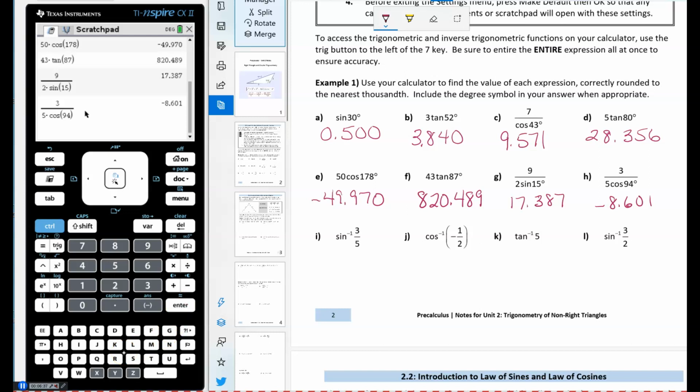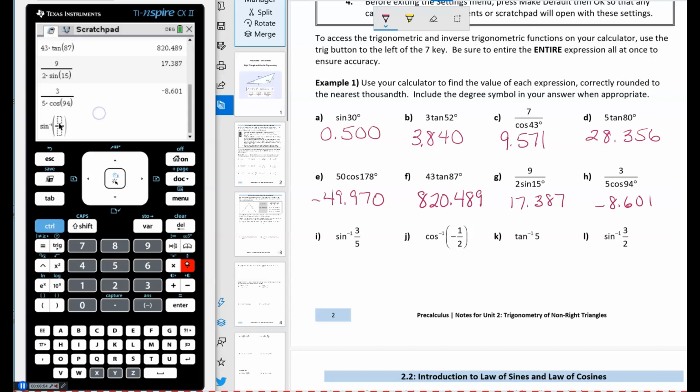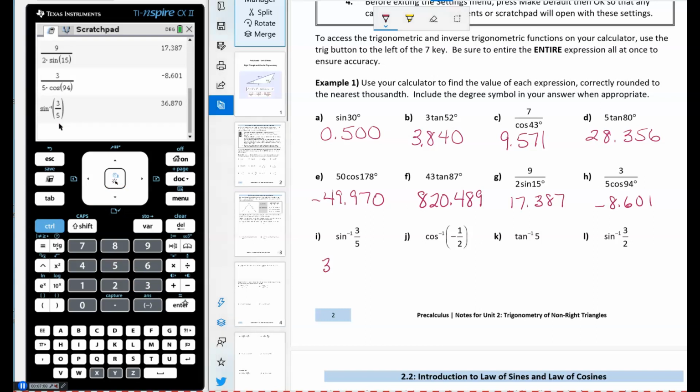All right, the last four are inverse functions. Remember, those find angles. So in order to get the inverse menu, that's on the bottom of that trig menu. Sine inverse of control divide 3 over 5 and enter. That's giving us an angle measure, so that's going to give us 36.870 degrees.